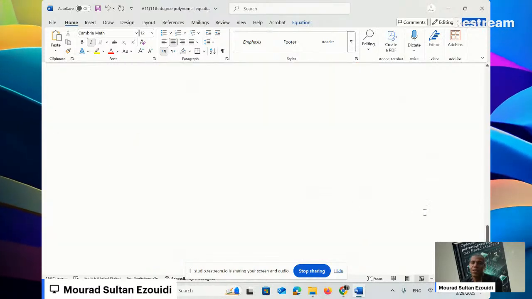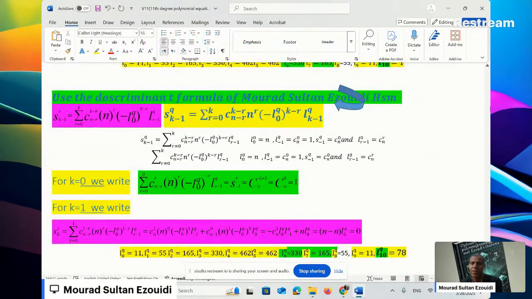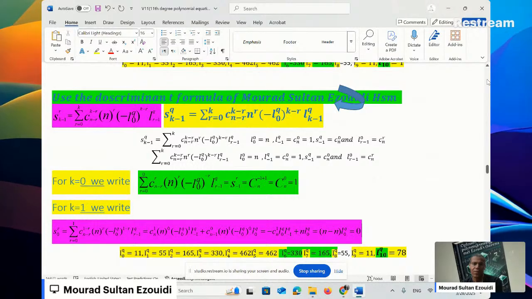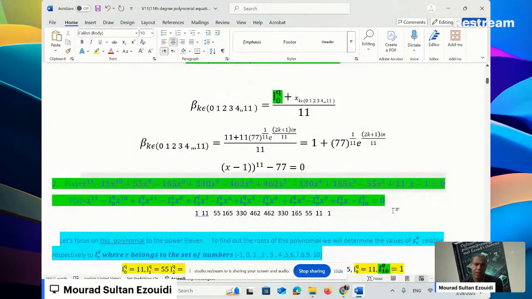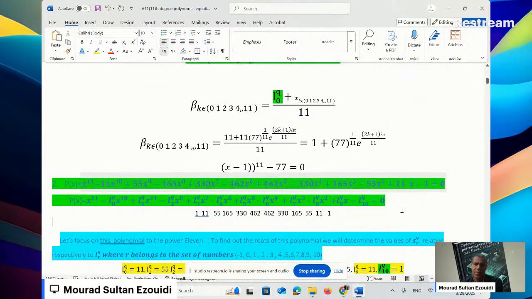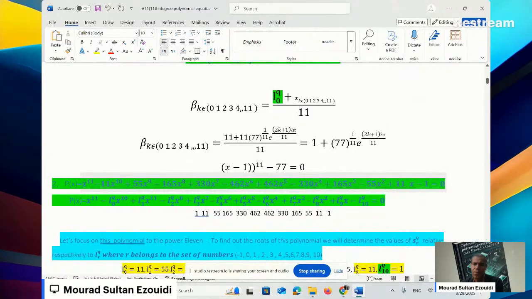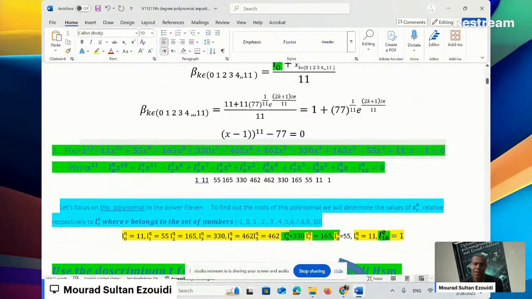Okay, we continue our procedure, my kids. Okay, we continue our procedure so that we can find S0.